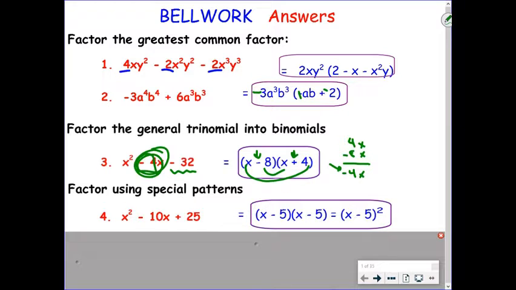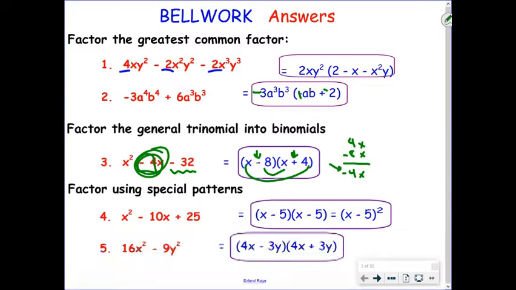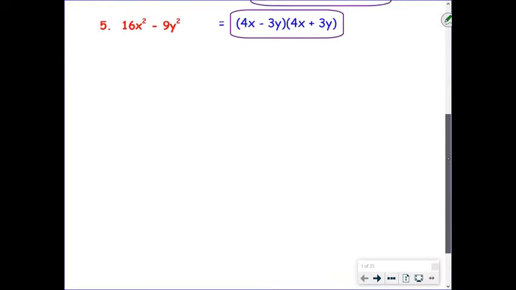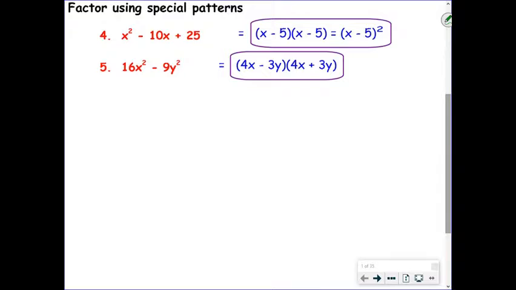In number 4, this is one of the special patterns that we have. This is one of them that you can definitely do just by thinking about factoring here. So I looked at this. That's 25, which is 5 squared. And the 10, that's 2 times that 5. So double a and b here. But you can just go ahead and factor it as well. You get x minus 5 and x minus 5.